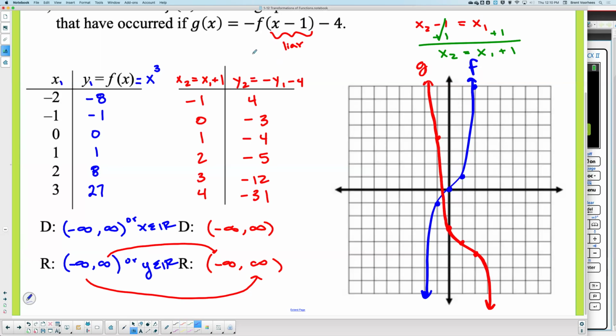You know what? Maybe I should write that. Should we write that in? Let's write that in. This is a reflection. And these two are translations. Okay, let's try the next problem. So we're just going to kind of do this on repeat until you start getting it down.